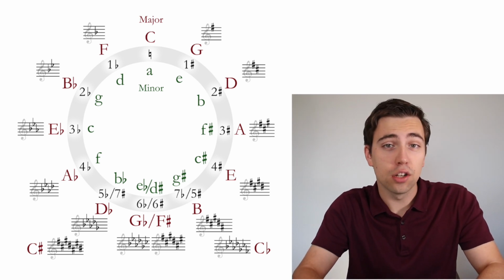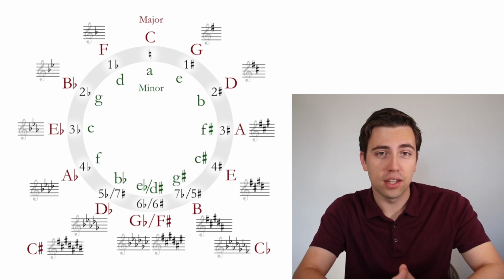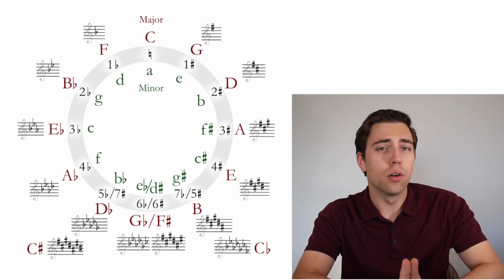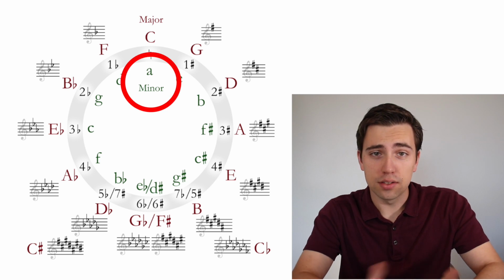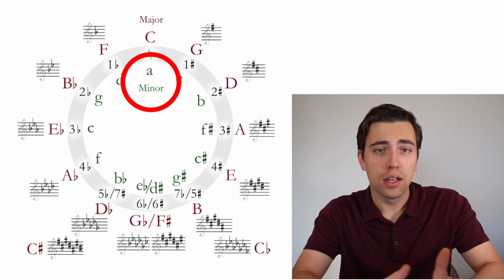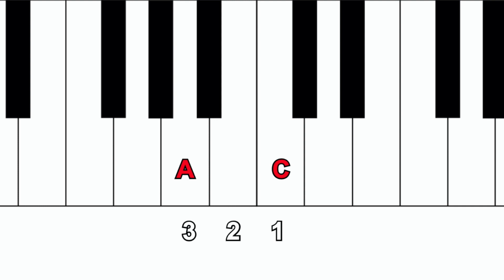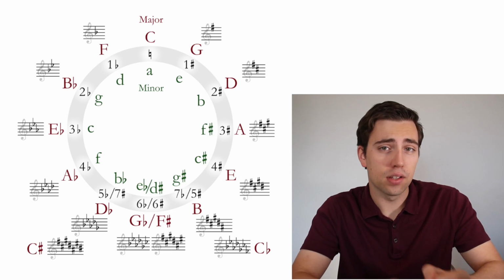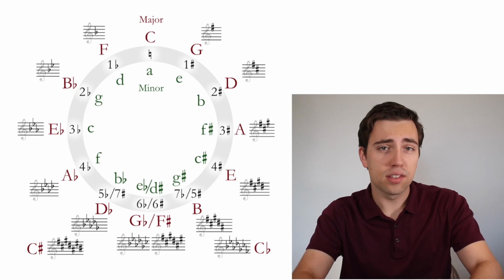The chart also shows the relative minor of the major key in the inner circle. So again, C major, for example, you see the A in the inner circle. That is because A is a minor third below C, so the relative minor of C major is A minor. All of this information is super useful, but there is a problem.